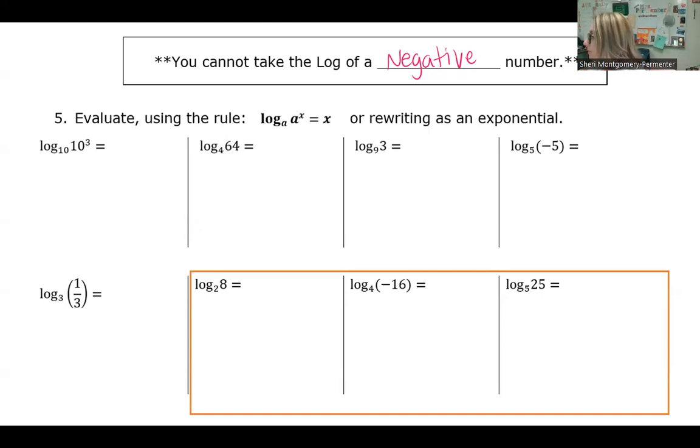It will not work. You cannot do it. Yes, you can have a negative exponent. That is definitely possible, but you cannot take the log of a negative number.